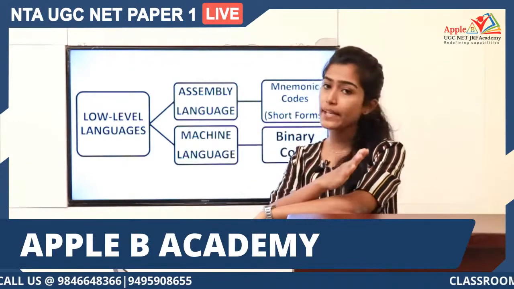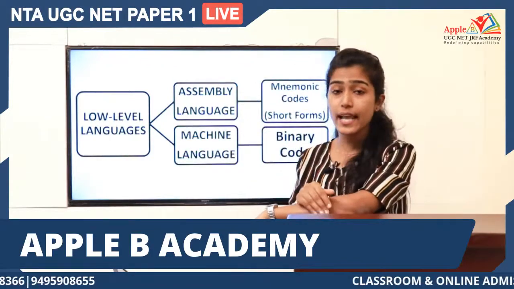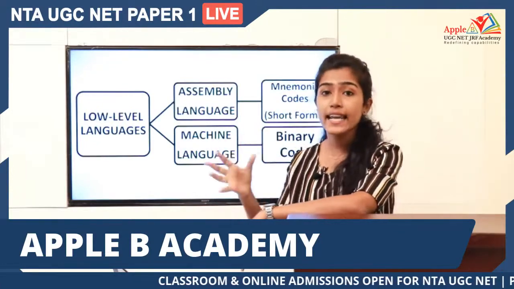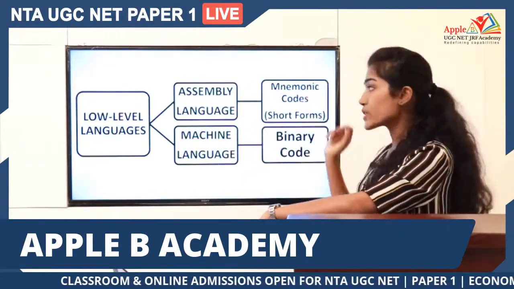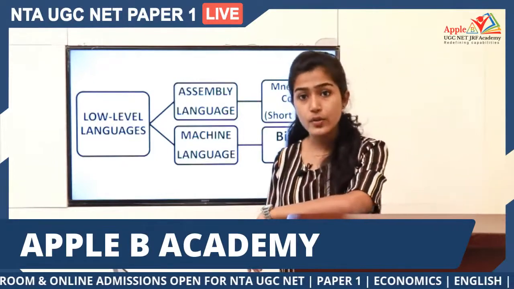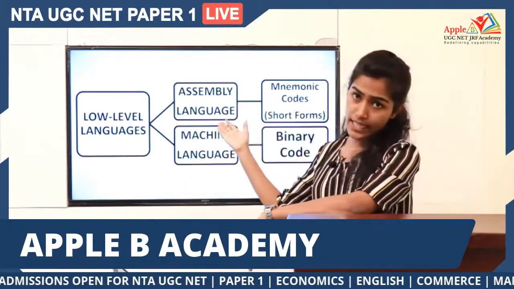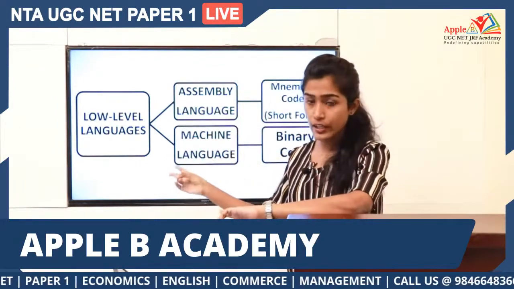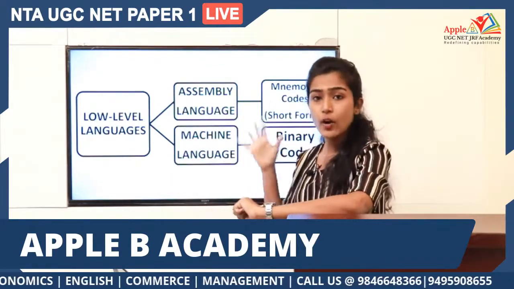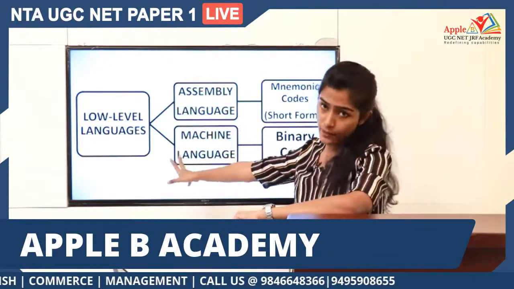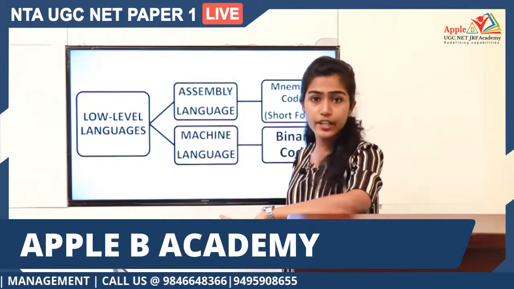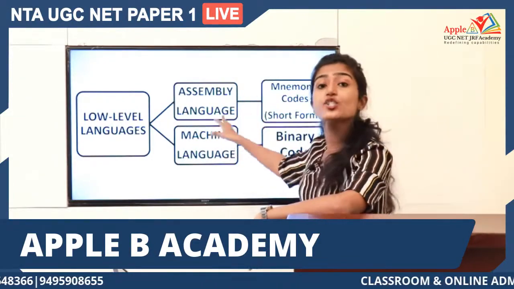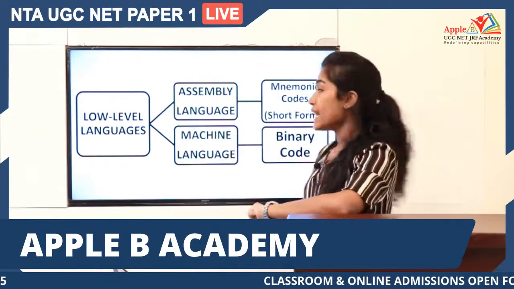So we said programming languages can be divided into two types: low-level languages and high-level languages. And again, in low-level languages, we have two types of languages, which include machine language and assembly language. Now we are focusing on the low-level languages, and they can be divided into these two types: machine language and assembly language.